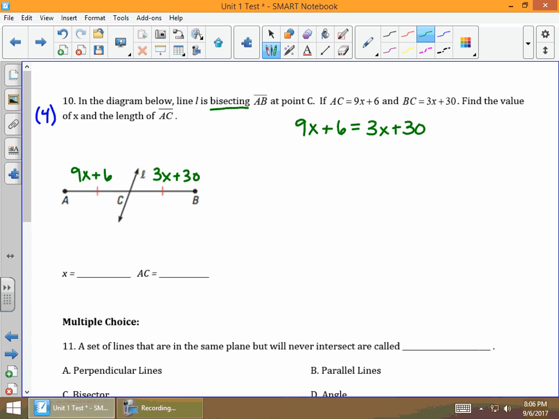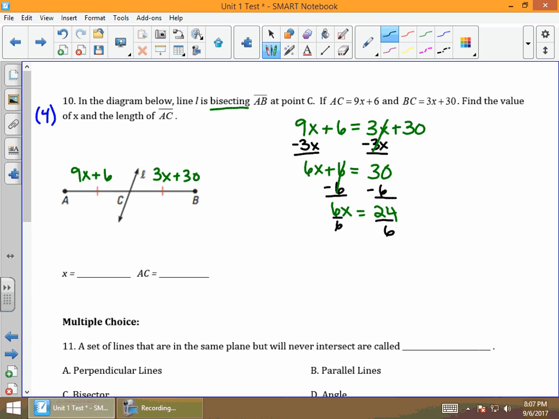Now you have to solve this equation. So I will subtract 3x on both sides. Start there. So 9x minus 3x is 6x plus 6 is equal to, that's a 0, 30. So now I'm going to subtract 6 on both sides. 6 minus 6 is a 0, so I just have 6x. 30 minus 6 is 24. Then I'm going to need a 1, so I'll divide both sides by 6. That gives me my 1, so x is equal to 24 divided by 6, which is 4.